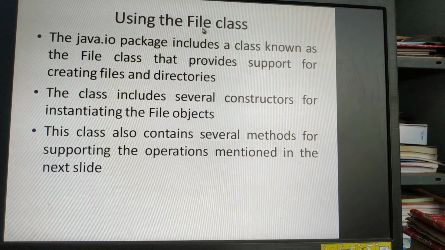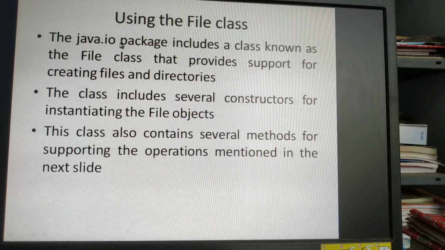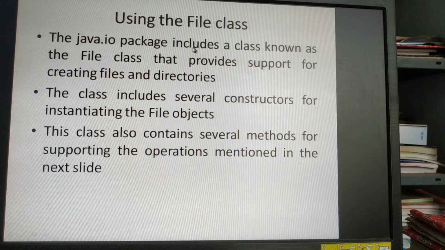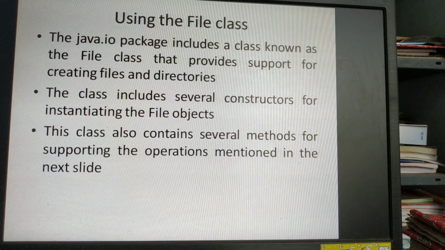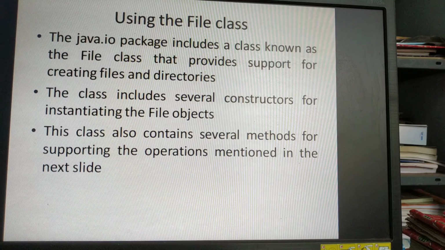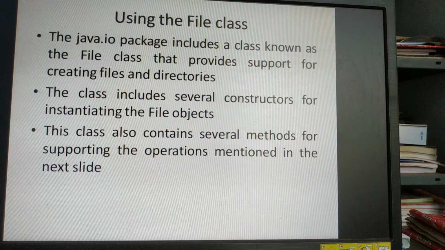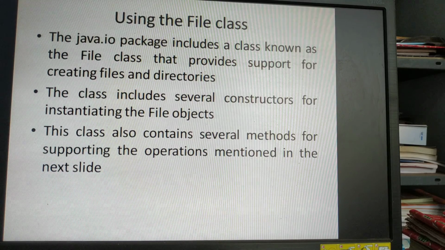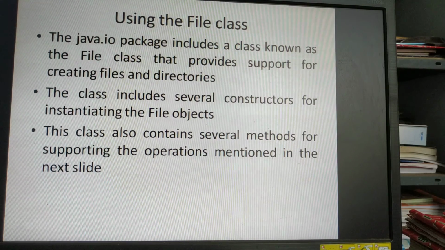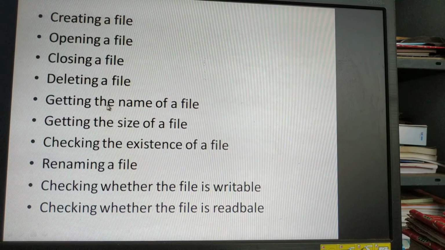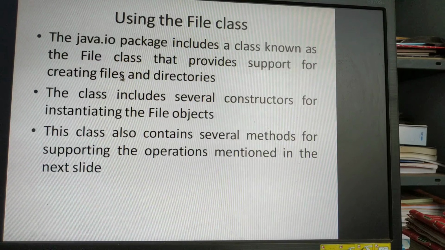Then, using the File class, the java.io package includes a class known as the File class that provides the support for creating the files and directories. The class includes several constructors for instantiating the file objects. This class also contains several methods for supporting the operations mentioned in the next slide.